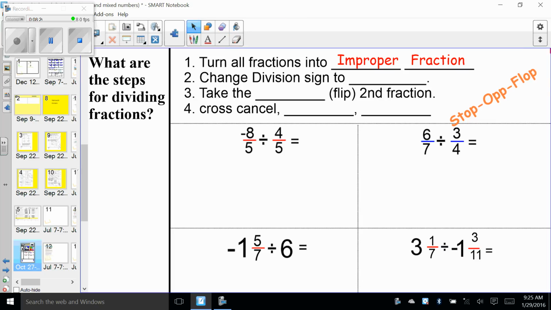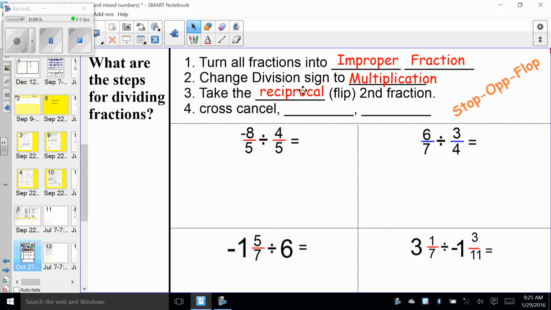What's going to be a little bit different in this is that we are not going to actually do any division at all. We're going to convert just like we do with subtraction to addition. We're going to get rid of the division and change it to multiplication using an operation called stop, op, flop. Sounds the same, but it's stop, op, flop. We'll talk through that in a minute. That flop means to flip or take the reciprocal of the second fraction.